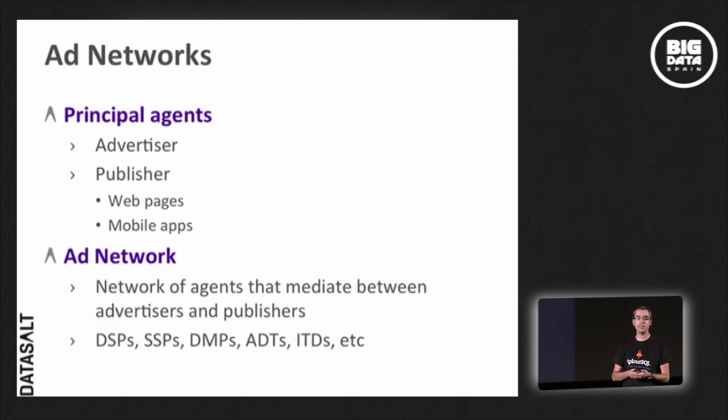The ad network, at the end, is a network of agents that mediates between the advertisers and the publishers. It is a network because right now that this market is more mature, we have many different agents on that network that deal with things like real-time bidding, this kind of thing. So we have things like DSPs, SSPs, DMPs, ADTs, whatever. At the end, this market is quite complex.